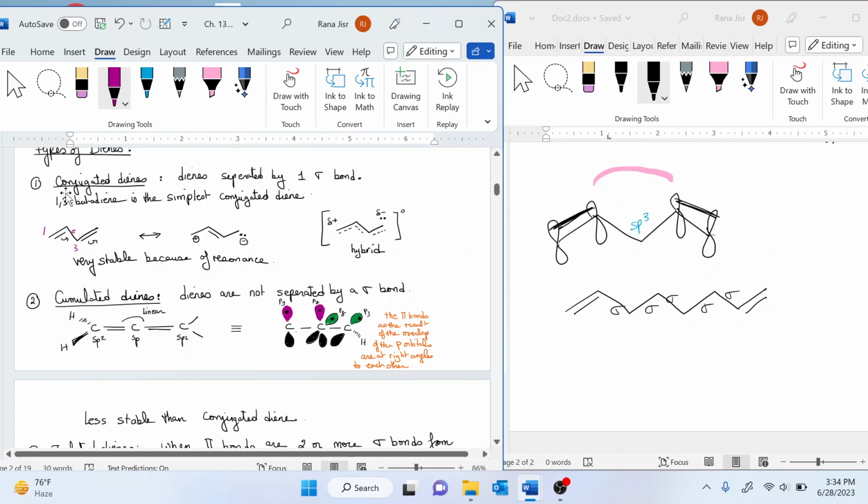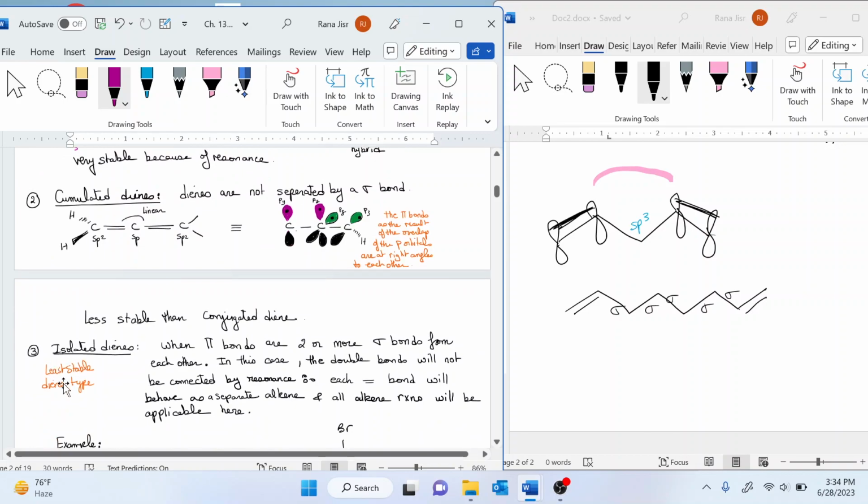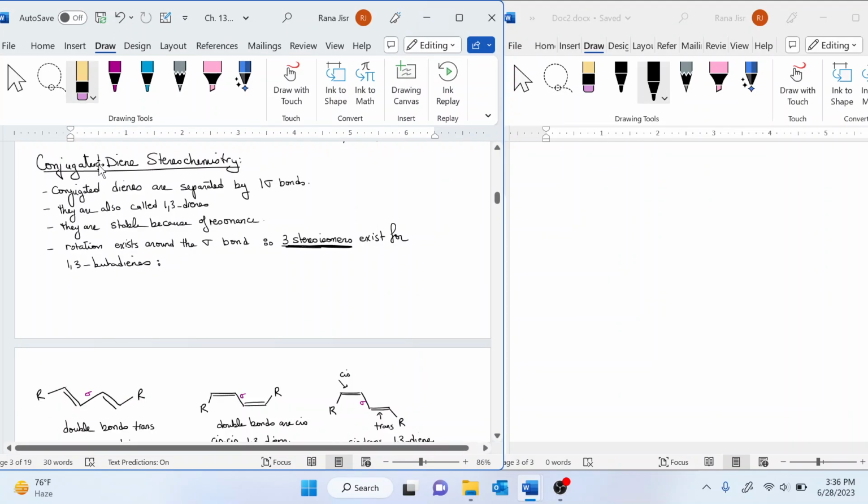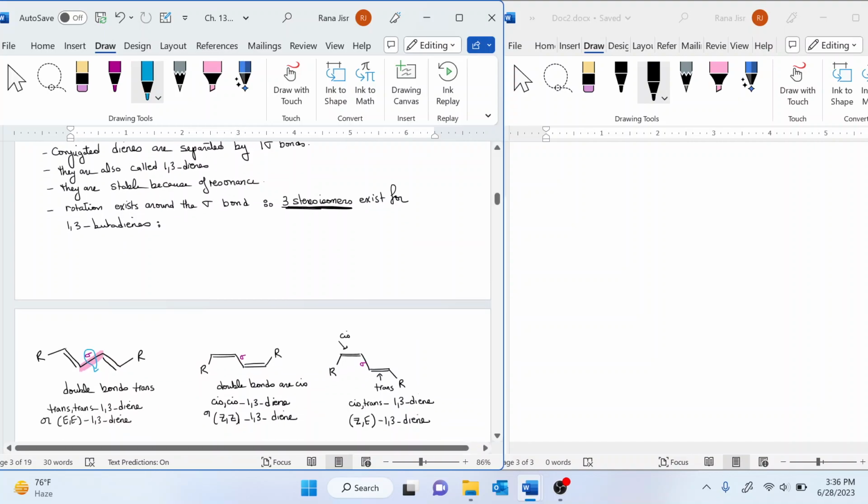Cumulated dienes are less stable than the conjugated dienes, and they are more stable than the isolated dienes. In this chapter, we're going to focus on conjugated dienes, and because conjugated dienes are separated by a sigma bond, we can have a free rotation around the sigma bond. And if we have a free rotation around the sigma bond, we're going to end up getting three stereoisomers in this case. And the stereoisomers, since we have alkenes, are E and Z around the double bond.